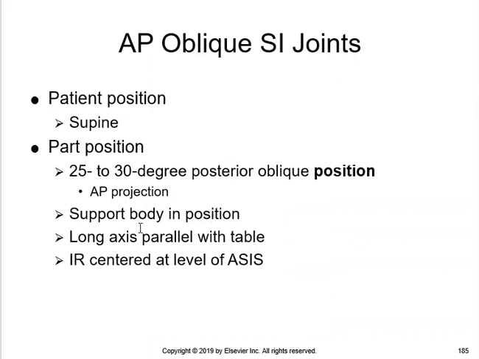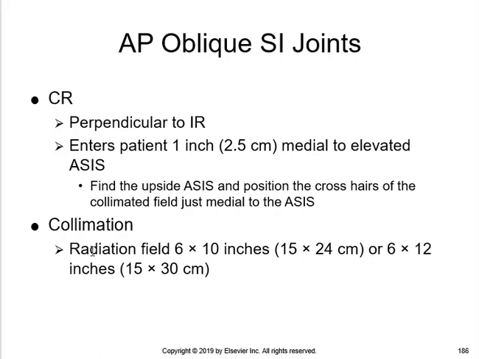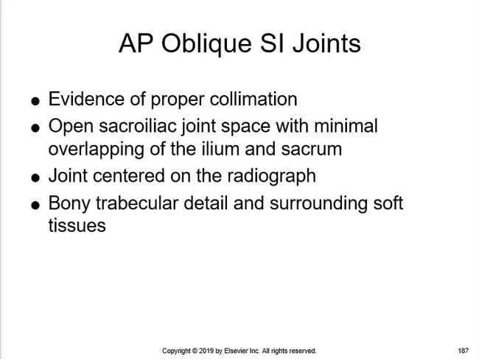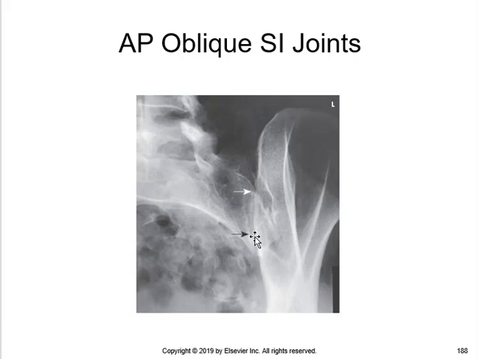So you may have to support the patient's body. You may have to put a sponge behind them or pillows or something to keep them into position. So we should see collimation. You shouldn't have a 14 by 17 inch image receptor size or collimated field to see SI joints. You want to see the joint of interest in the center of the radiograph, and you want to see the trabecular markings and the bony markings. And it's going to look like this. So you got an SI joint right there.